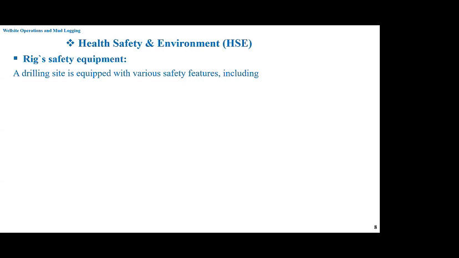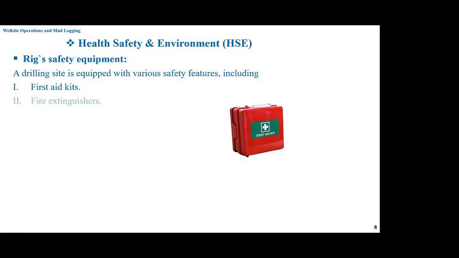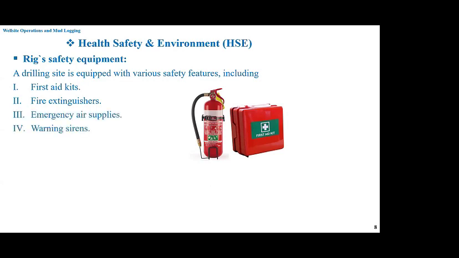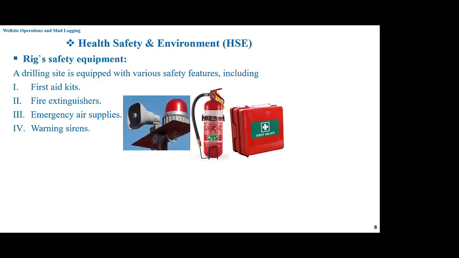This is an example of rig safety equipment: first aid kits in case of any injuries, fire extinguishers of different types, for example carbon dioxide, powder, or foam. Also emergency air supplies, for example self-contained breathing apparatus, which is very important in case of hydrogen sulfide. Also warning sirens used to alert the personnel on the rig side of any hazards, for example security issue or well control issue, kick or blowout.